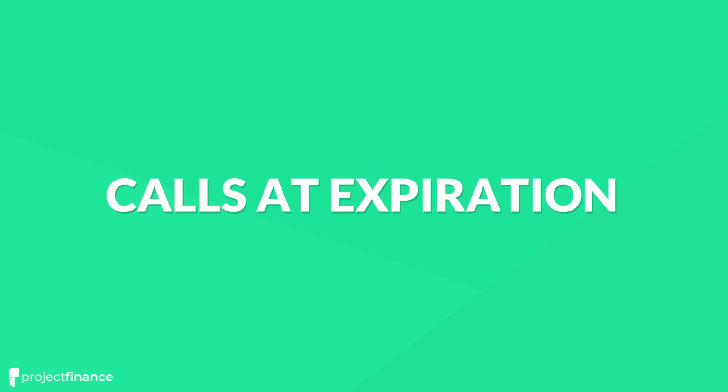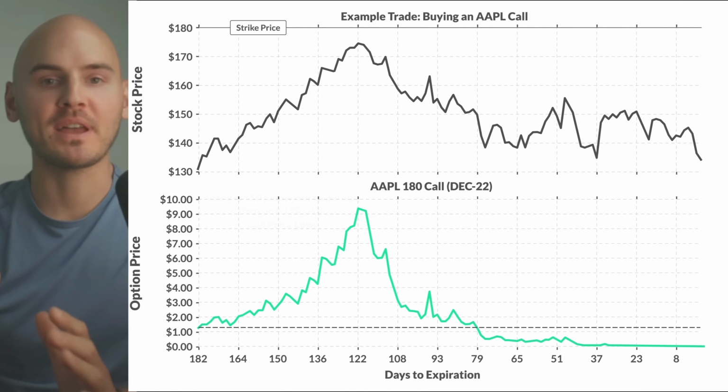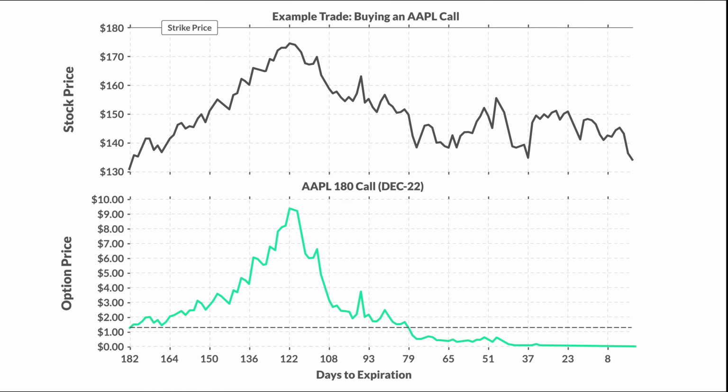Now that we've covered how call option positions make or lose money in depth, let's talk about what happens to call option positions at the time of expiration. If the stock price is below the call option strike price at expiration, the outcome is very simple. The call option will have a value of 0, since there's no value in having a call option that can purchase shares of stock at the strike price, which is currently above the market price of the shares.